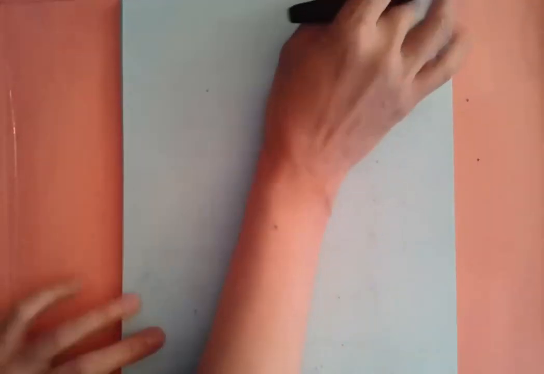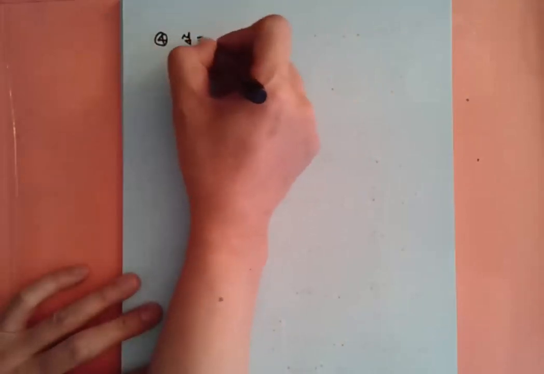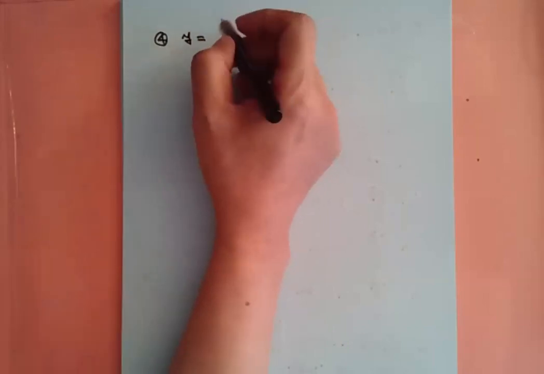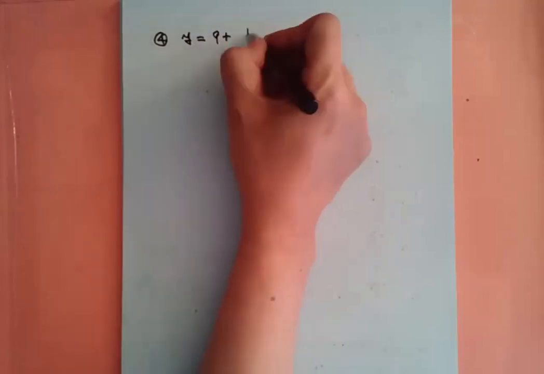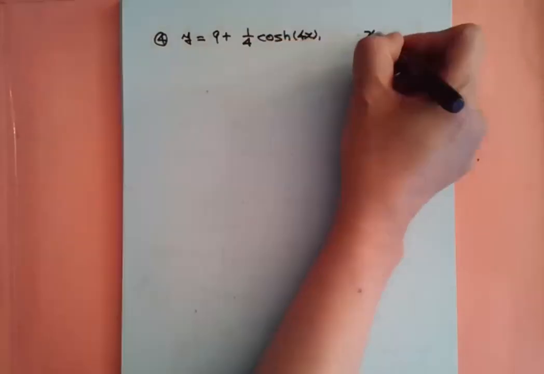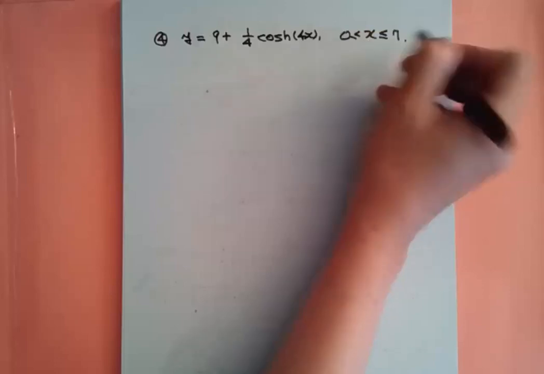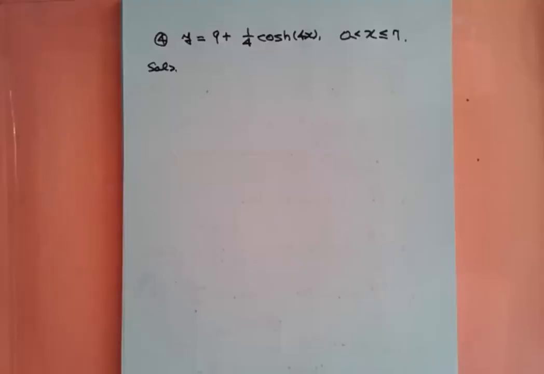Let's do the next question. Hyperbolic cosine and hyperbolic sine rarely appear, but if you go through the website problems, then you will encounter them. So y is given as 9 plus 1 over 4 hyperbolic cosine 4x. We think about x ranging between 0 and 7.